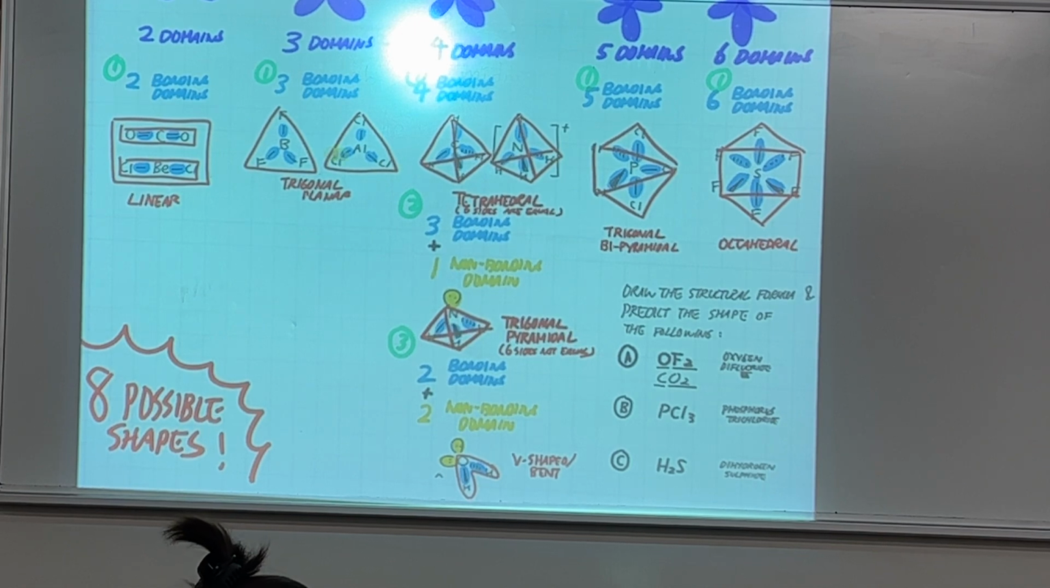Yeah, I know this is a nightmare to memorize, but you have to remember the whole thing. I won't give it to you in the exam or in the test. So you have 3 domains that are bonding, 1 non-bonding domain will be trigonal pyramidal. When you have 2 plus 2 is V-shape or bent. And 5 and 6 domains are rather simple because they can only all be bonding domains. So, yes.